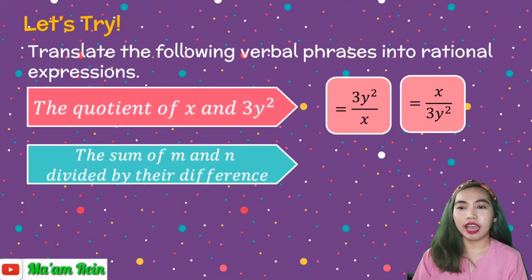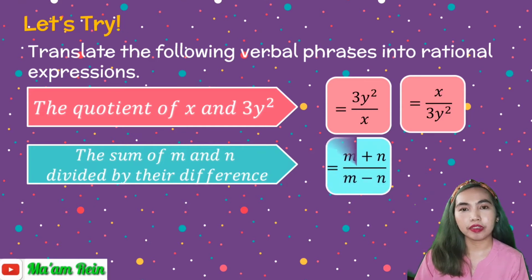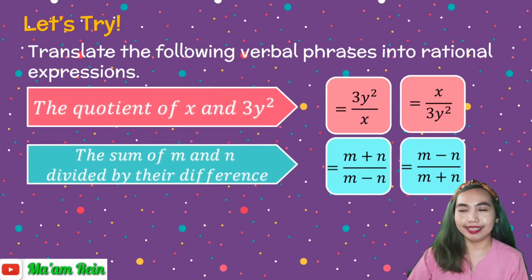Next, the sum of M and N divided by their difference. All you have to do is to get first the numerator, which is the sum of M and N. That will become M plus N. And divided by their difference. So, when we say difference, it refers to subtraction. So therefore, what will be the answer? The final answer is M plus N all over M minus N.